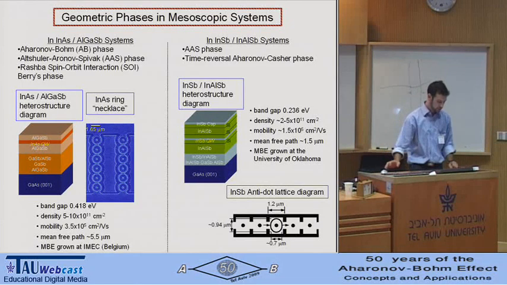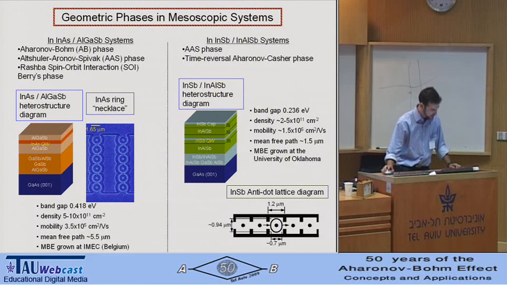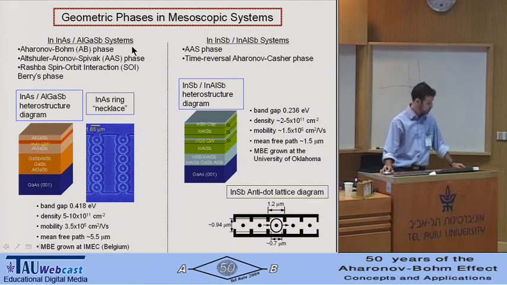We use two different types of semiconductor systems in our work. We use an indium arsenide heterostructure system and an indium antimonide heterostructure system. In the indium arsenide system, we observe an Aharonov-Bohm phase, an Altshuler-Aharonov-Spivak, or AAS phase, and a Rashba spin-orbit interaction-based Berry's phase. In the indium antimonide systems, we see an AAS phase and time-reversal Aharonov-Kasher phase.